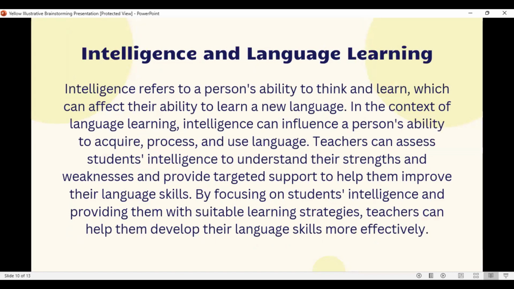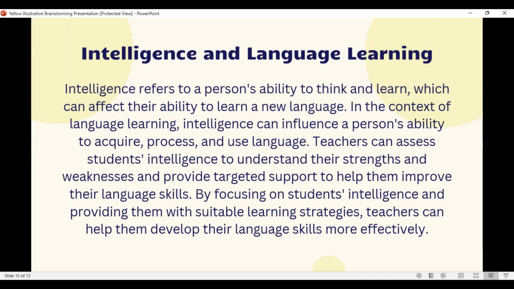And next, we have intelligence and language learning. Intelligence refers to a person's ability to think and learn, which can affect their ability to learn a new language. In the context of language learning, intelligence can influence a person's ability to acquire, process, and use language.